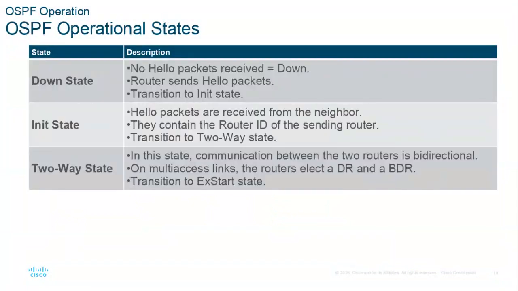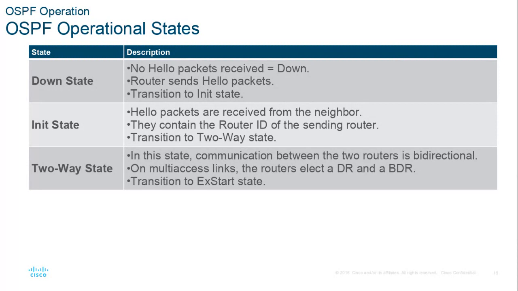When I connect two routers together and do a no shutdown on their Ethernet ports and configure them with appropriate IP addresses, they're going to start sending hello packets. The first router on the left is going to send out his hello packet, and he hasn't heard anything back.